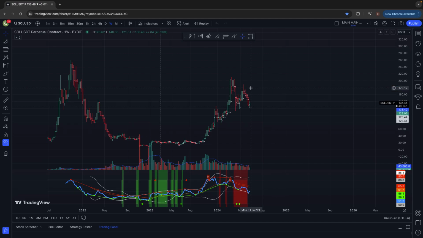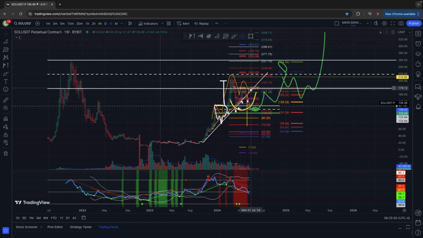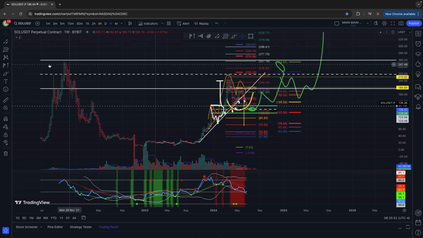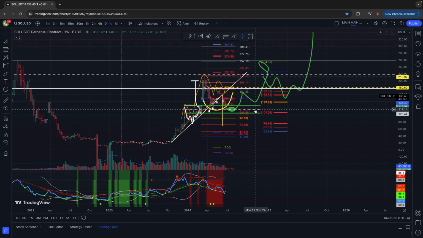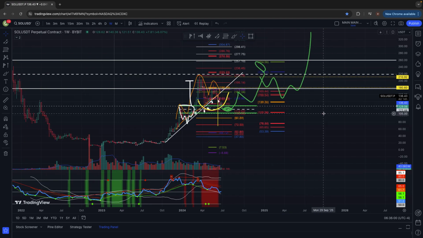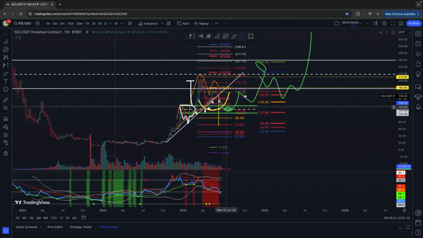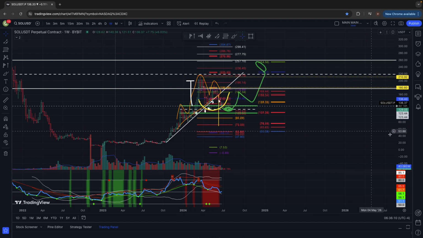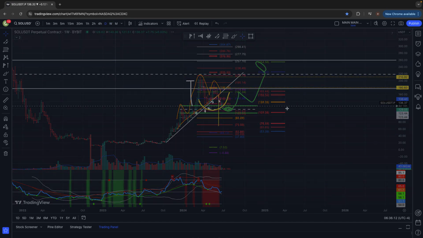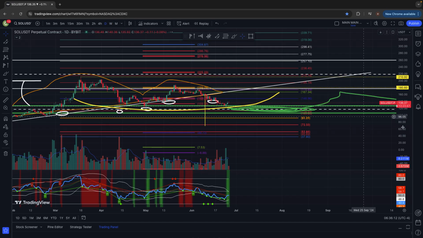Now here is all of the drawings that we had from the last time, going like, hey, this was resistance. If this breaks down, we want to go into the accumulation area, and we will take a long from the accumulation area. Now from this area, we are looking for that upward push. I'm going to start removing a few of these doodles just because I want you guys to see what is actually going on.